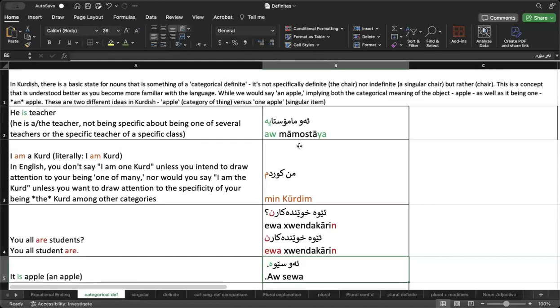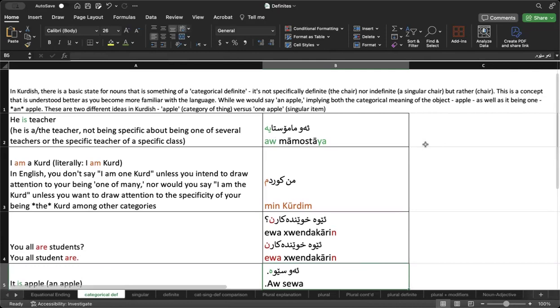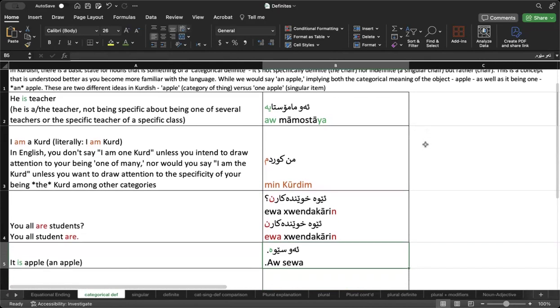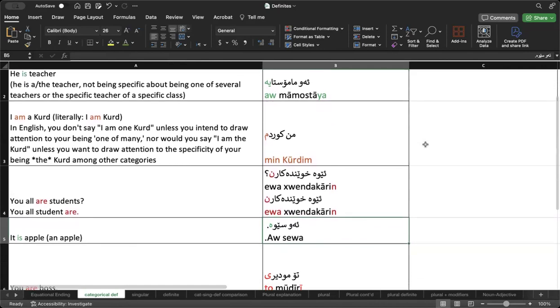And I remind you again that because this is two vowels in a row with the mamosta, you need to have that yeh buffer. That's going to come up with the equational ending for au. So au mamostaya. We're not interested that there are many teachers, that he's one of many teachers, just that he equals teacher, or she equals teacher, or it equals teacher.